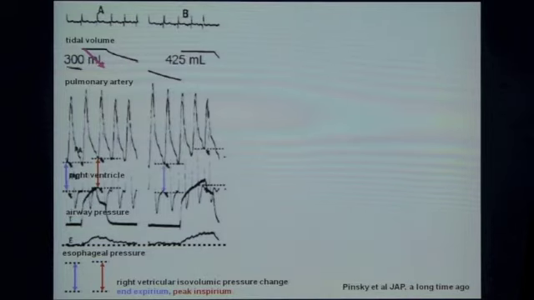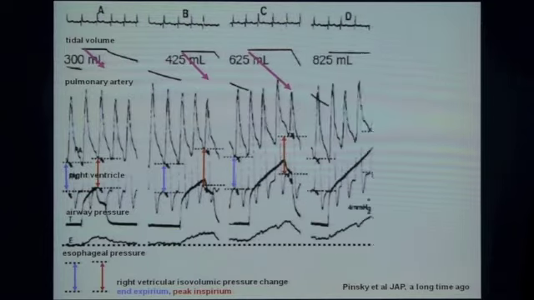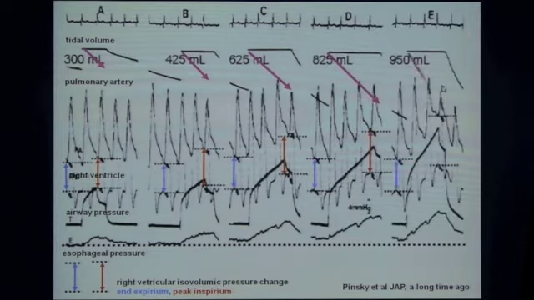When you increase the tidal volume, you can see that the right ventricular afterload increases. Interestingly, if you look at this graph very carefully, you can see that there is a phase shift in the pulse pressure variation here, indicating that different mechanisms come into play when the right heart is being strained to its limits.